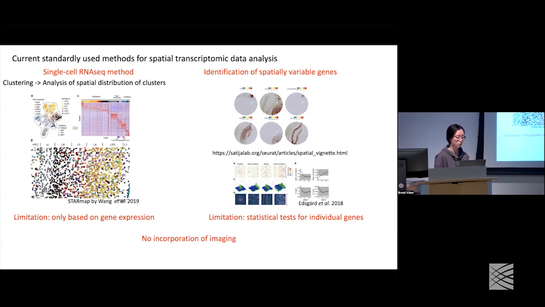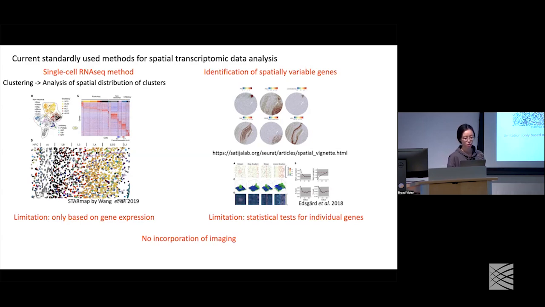There's another line of work that takes in spatial signals and tries to identify spatially variable genes. In these methods, they take one gene at a time and perform a statistical test to see if that gene is randomly distributed in space or follows a non-random pattern. But the limitation of those studies is that they only look at one gene at a time. We want to see if we take all genes at the same time, including their spatial locations, can we then perform the analysis on the cell level of how cell states form different patterns in different regions of the tissue.